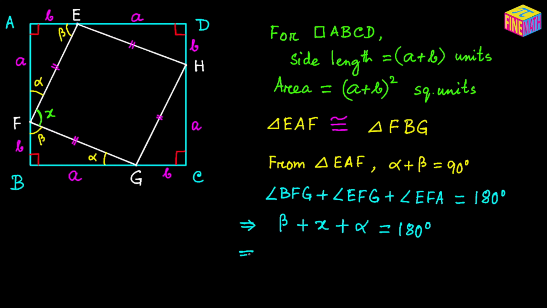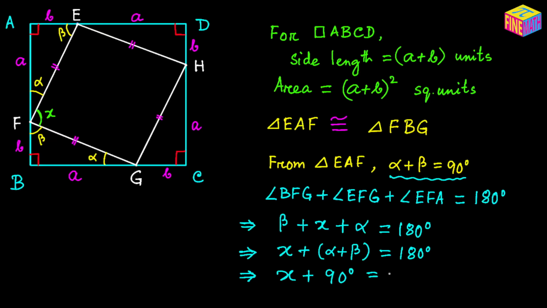And from here, what is the value of X? Well, X plus alpha plus beta. So you can say X plus, then we can enclose alpha plus beta like this, is equal to 180 degrees. And from here, we know that alpha plus beta is equal to 90 degrees. We have seen it right here. So you can say X plus 90 degrees is equal to 180 degrees. And from here, X must be equal to 90 degrees, which is 180 degrees minus 90 degrees. So that would be 90 degrees.